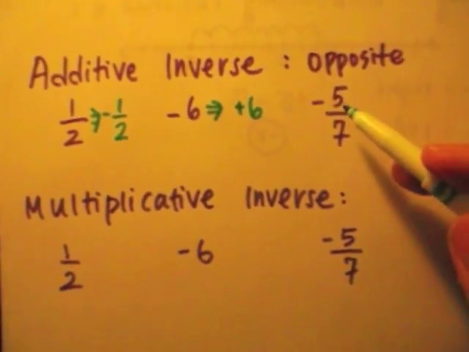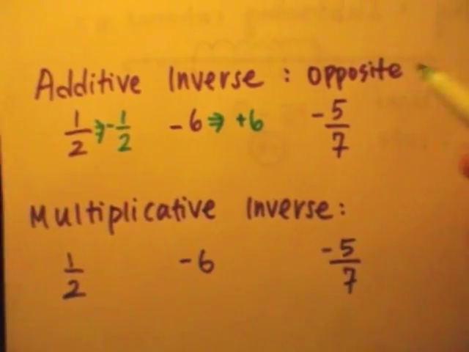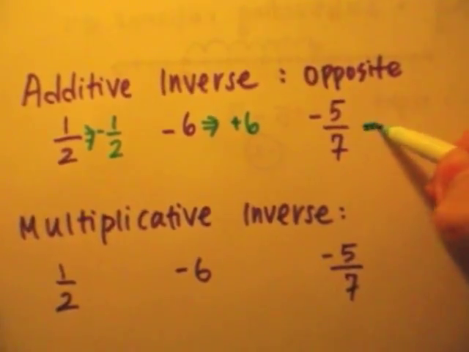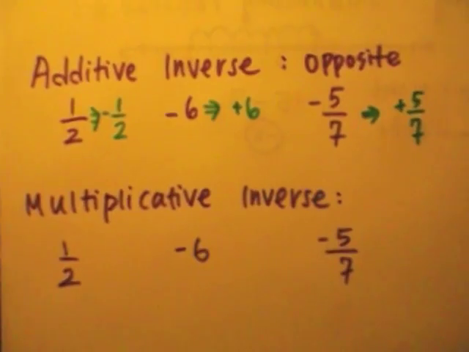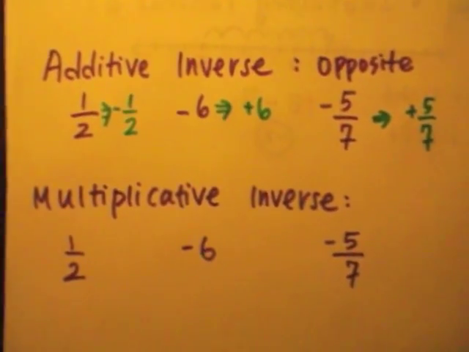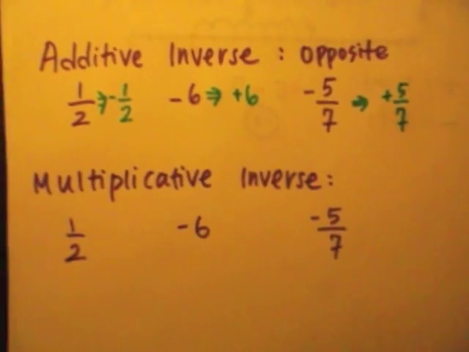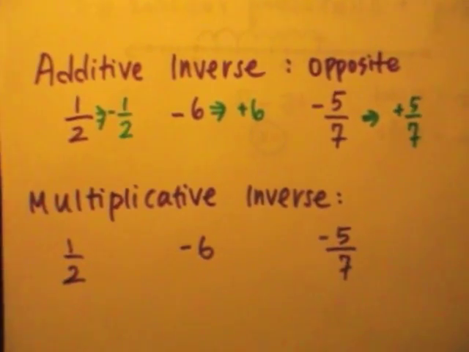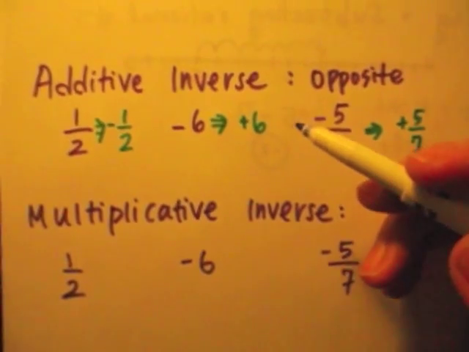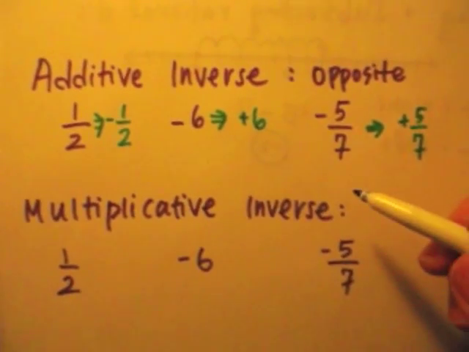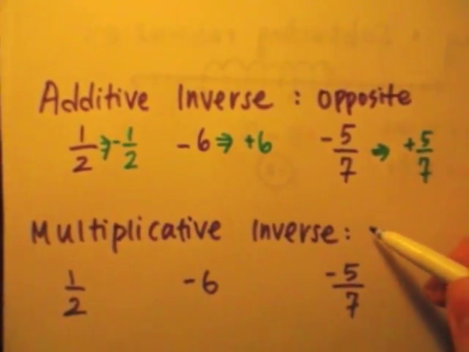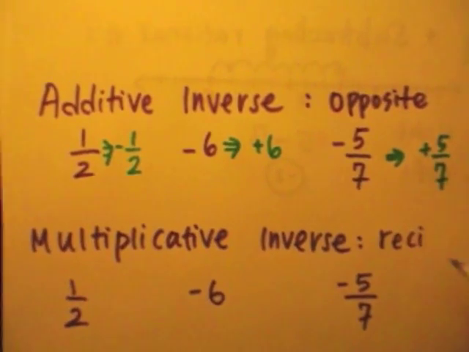Alright, and I have negative 5 over 7 here. The opposite of that will be positive 5 over 7. So I'm thinking about the number line here. The multiplicative inverse, however, another word for it here is reciprocal.